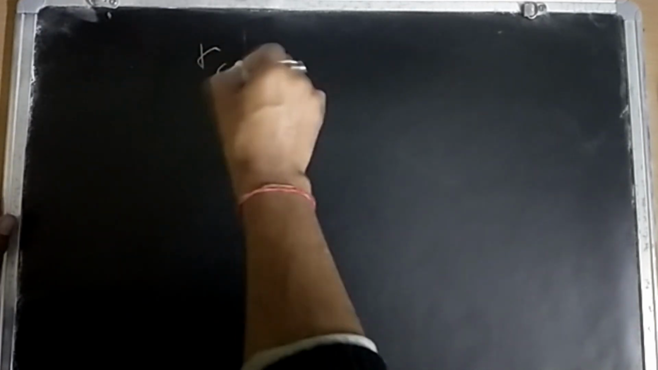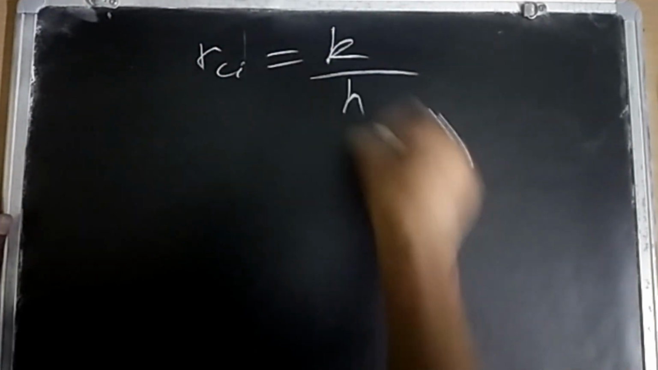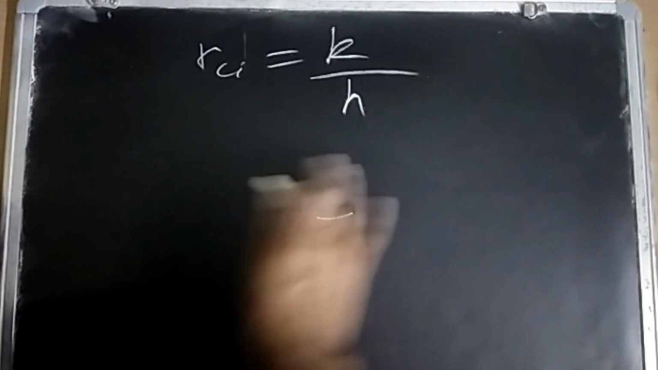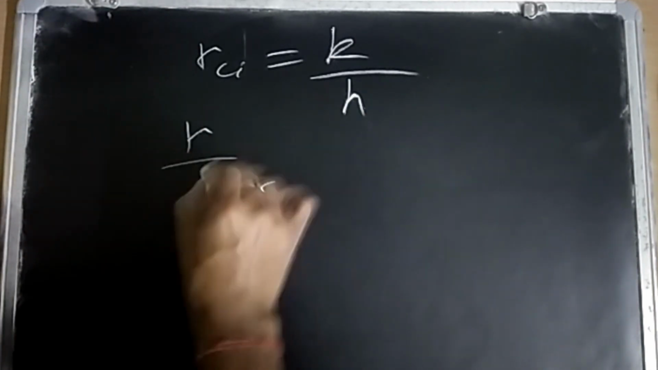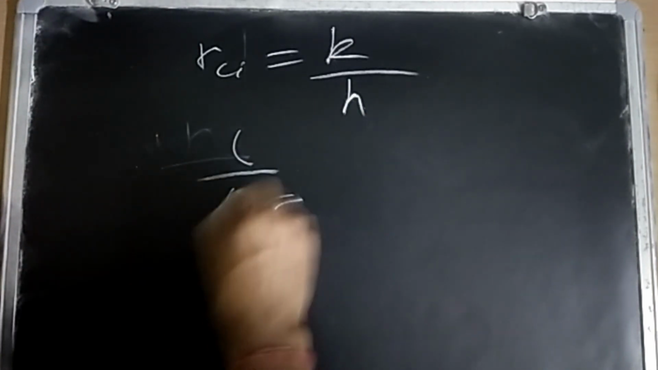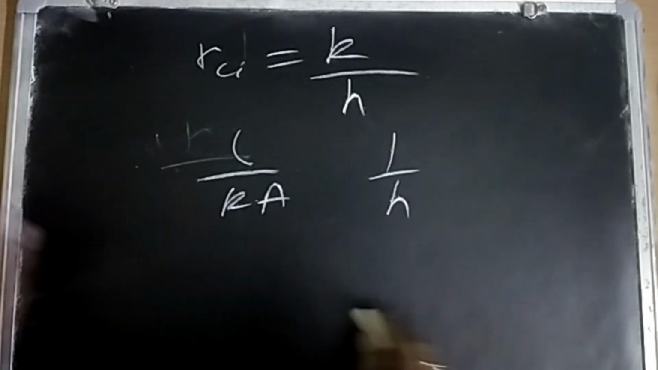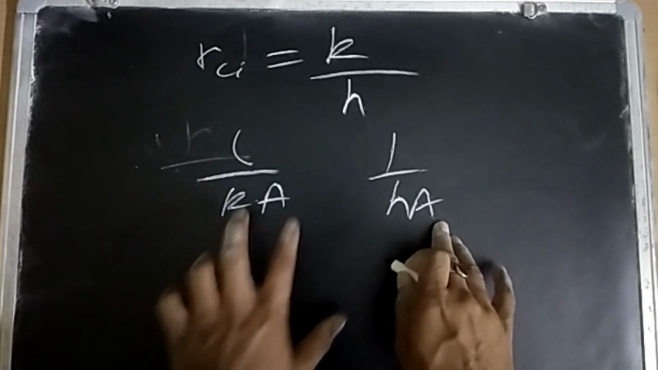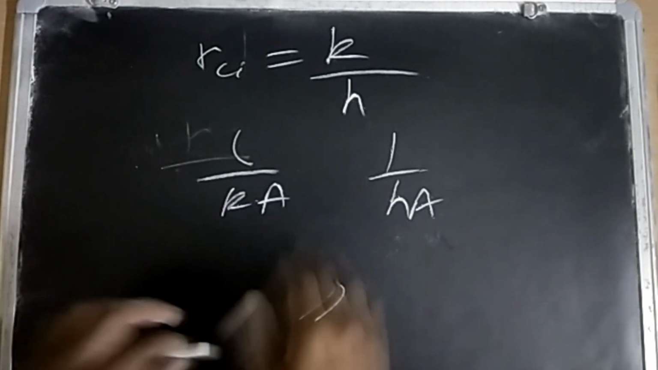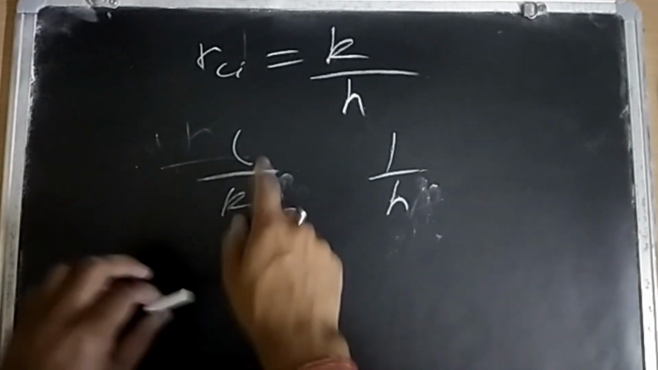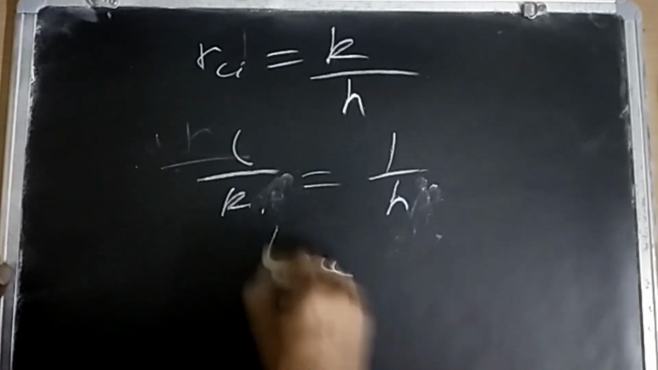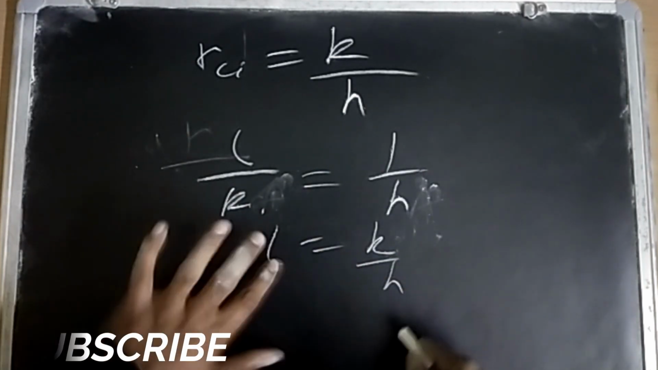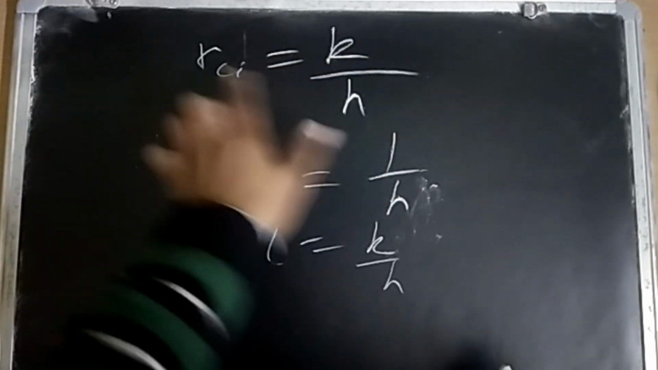And RCI is simple, it has a very basic form: k by h. One way to remember is that L by kA is a resistance and 1 by hA is a resistance. So if A is common, we can see L by k is like 1 upon h, so L is k by h. In a similar fashion, the critical insulation radius is k by h. This is a way to learn this.